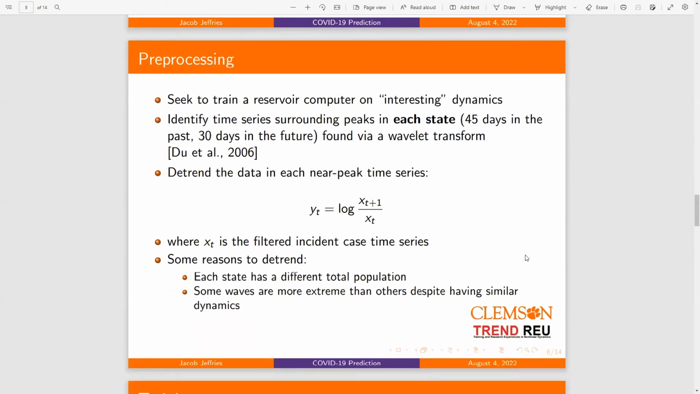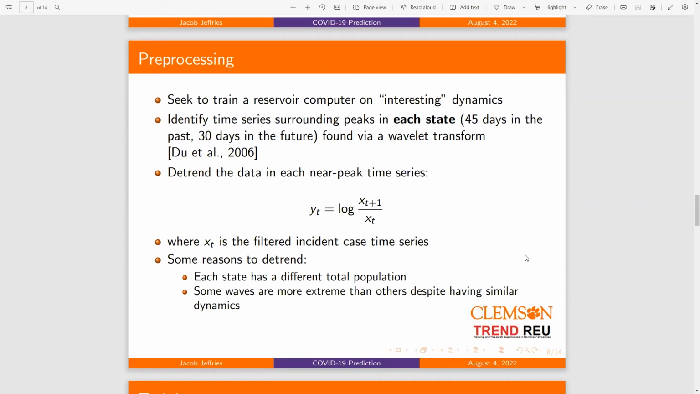And then we seek to train the reservoir computer on the interesting dynamics. So what we do is we identify the time series that are surrounding peaks in each state. And these peaks are found via a wavelet transform that is commonly used in molecular spectroscopy. And around each of those peaks, we picked 45 days in the past, 30 days in the future.